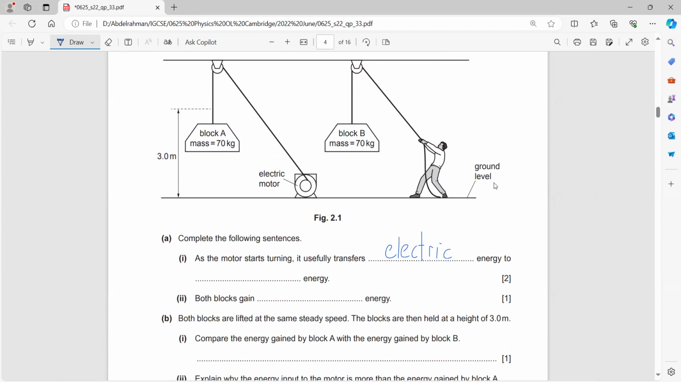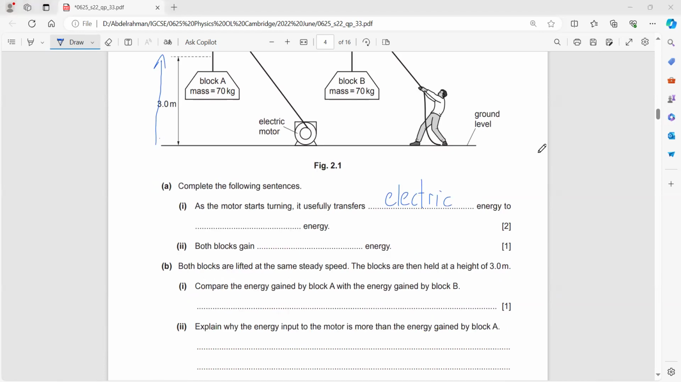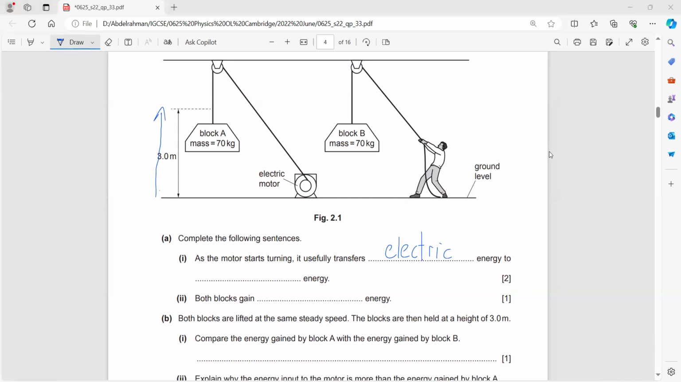Mr., this block is moving upwards, right? It's moving upwards. Can I say that the useful energy output is gravitational potential energy? Yes, you can say gravitational potential energy. Okay. Mr., so we write gravitational potential in the next one? Yes, you can write both.